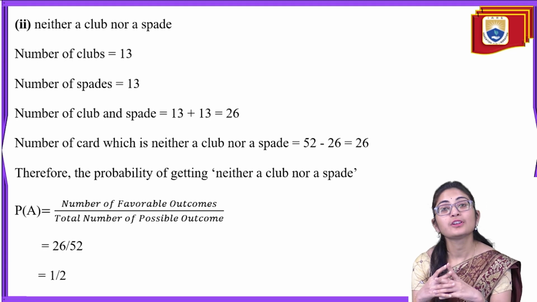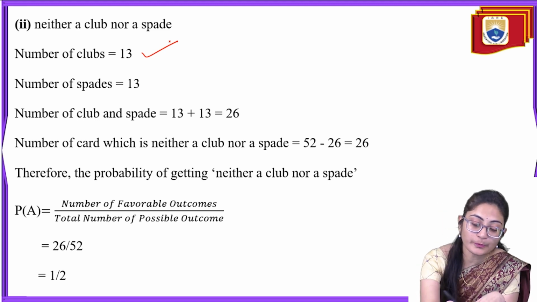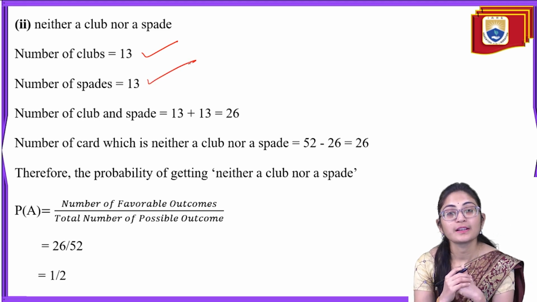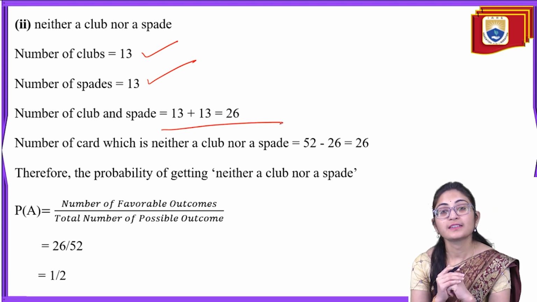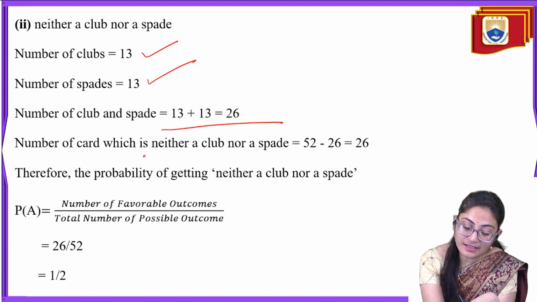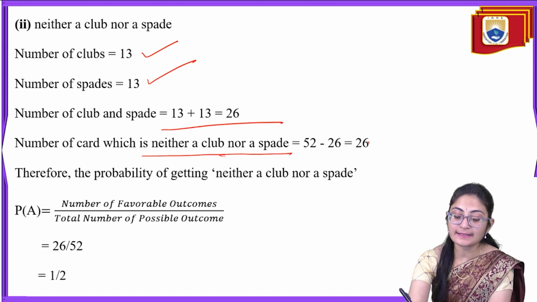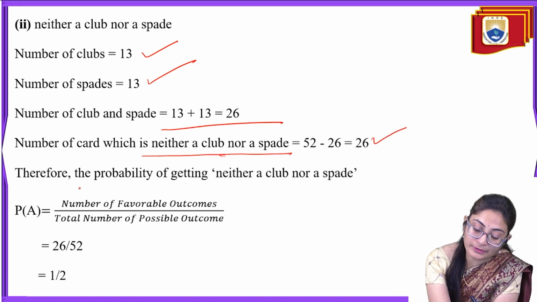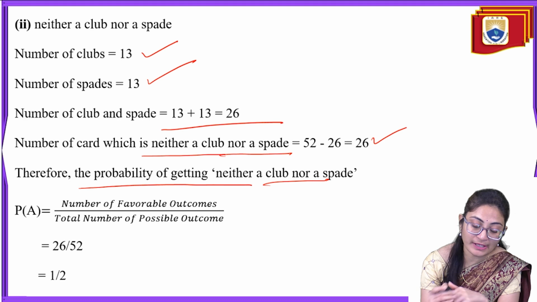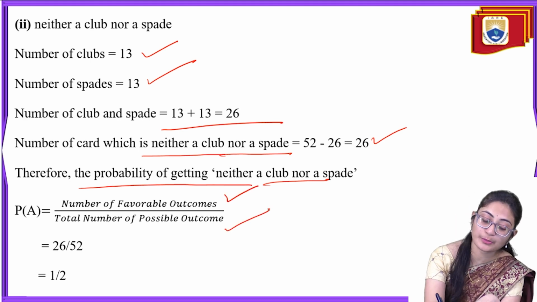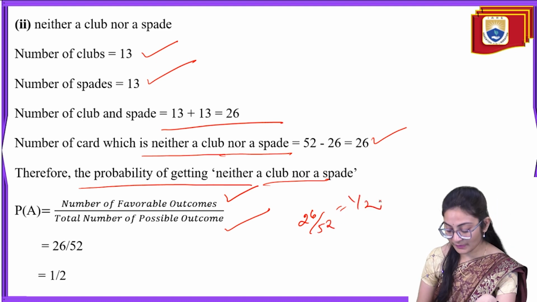Then neither a club nor a spade. Number of clubs is 13. Number of spades is 13. Number of clubs and spades is 13 plus 13, 26. Number of cards which are neither a club nor a spade is 52 minus 26, that is 26. Therefore the probability of getting neither a club nor a spade is the number of favorable outcomes divided by total number of outcomes, 26 divided by 52, it is 1 by 2.